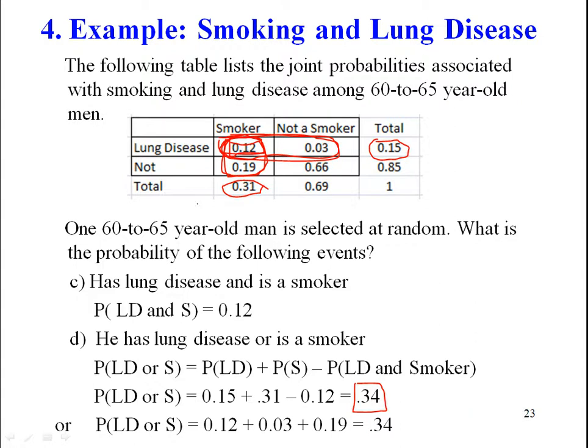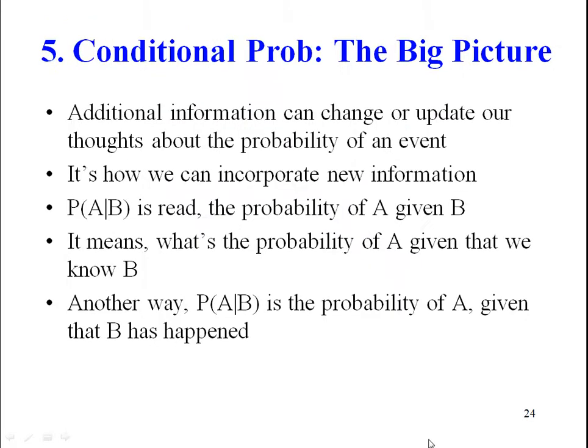Okay. The other way of doing that was that we could have just added this one plus this one plus this one, and we would have gotten that as well. Okay. So part 5, conditional probability, the big picture, is we take additional information to update our probabilities.